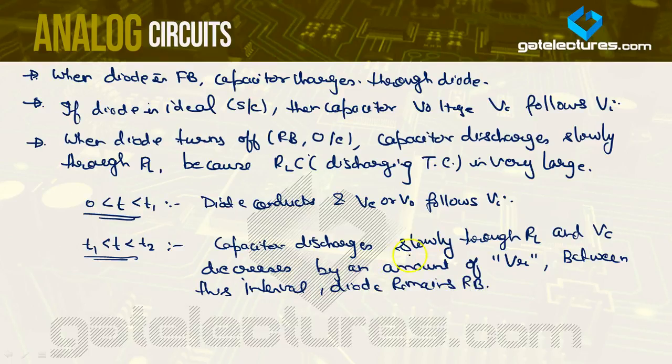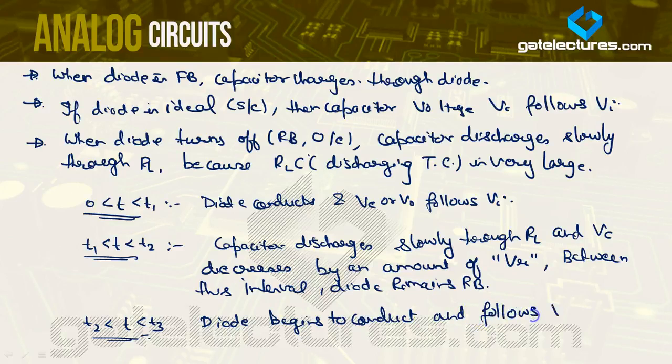Okay, when time lies between T2 and T3, the diode begins to conduct and follows Vi again. So the above process repeats itself.